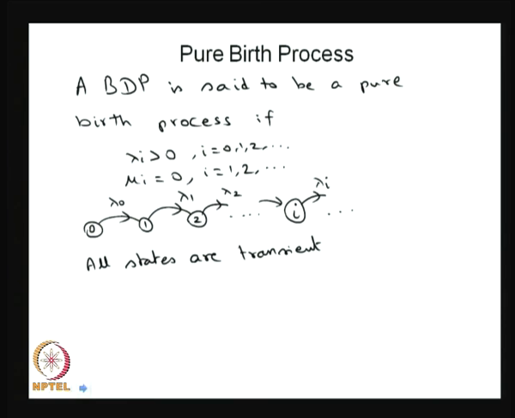There is one special case of pure birth process with the lambda i's constant, that is lambda, that is a Poisson process, that I am going to discuss in the next lecture. And in this pure birth process, these lambda i's are a function of i. Here all the states are transient states.